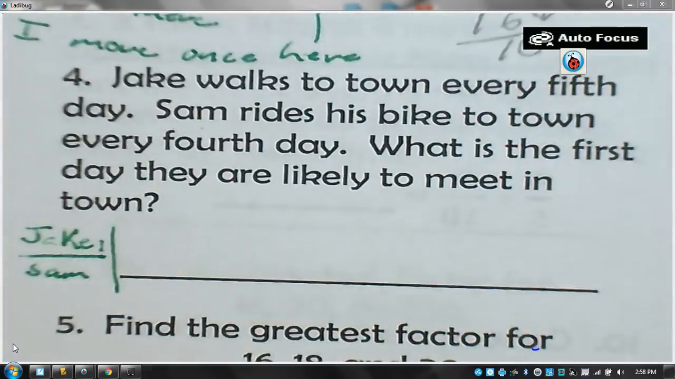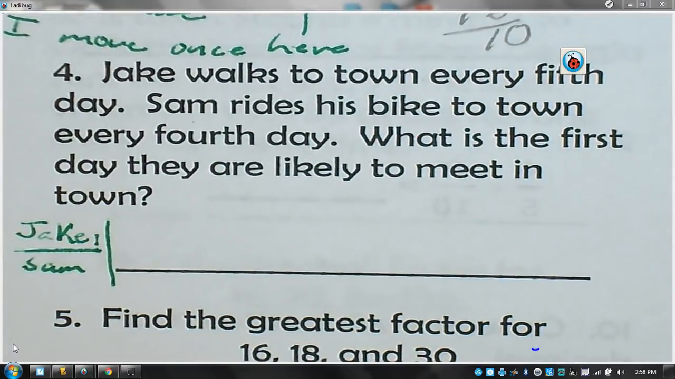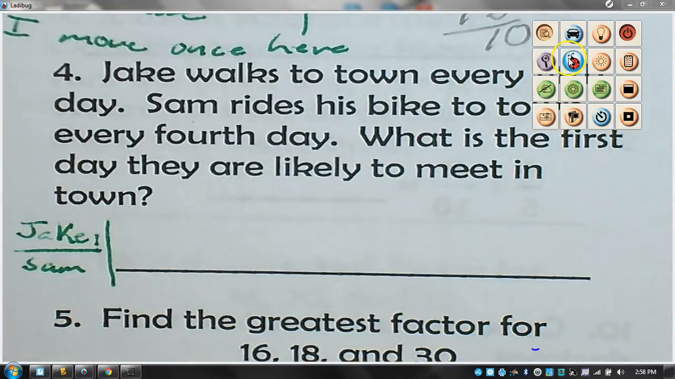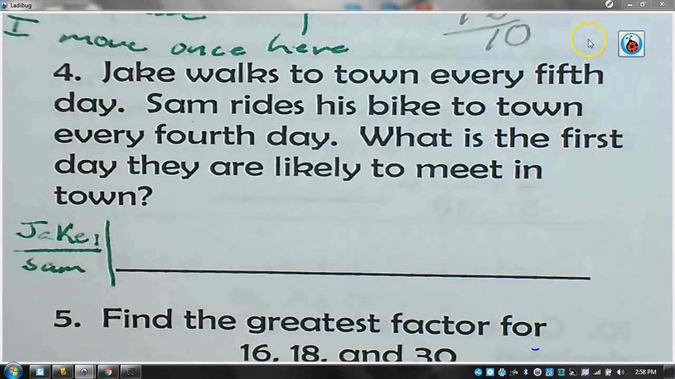Filled up the whole screen. And so it says, Jake walks to town every 5th day. Get that ladybug out of the way. Somebody get an exterminator, please. Okay, go away, ladybug. All right, here we go.